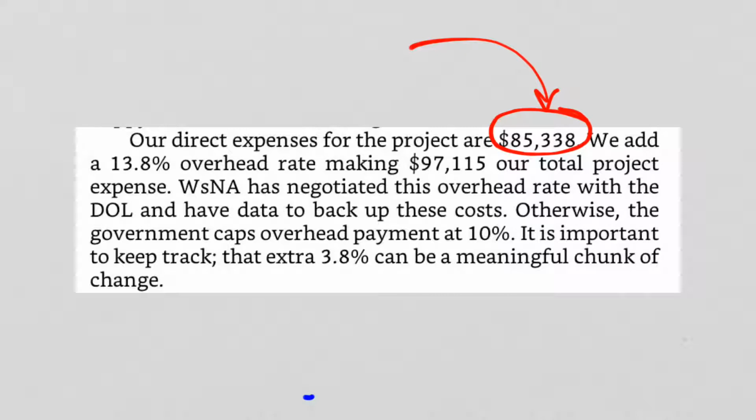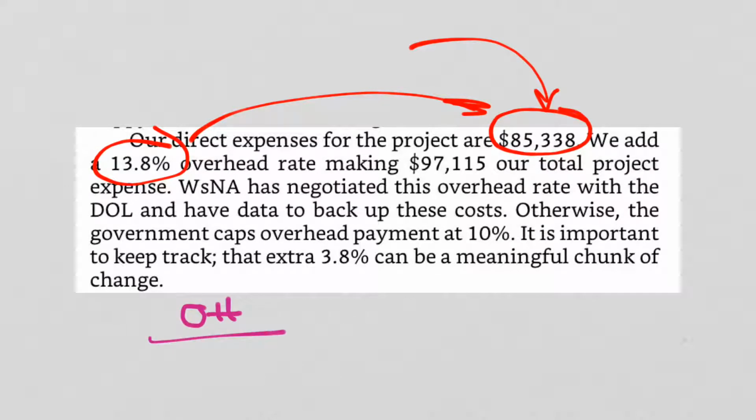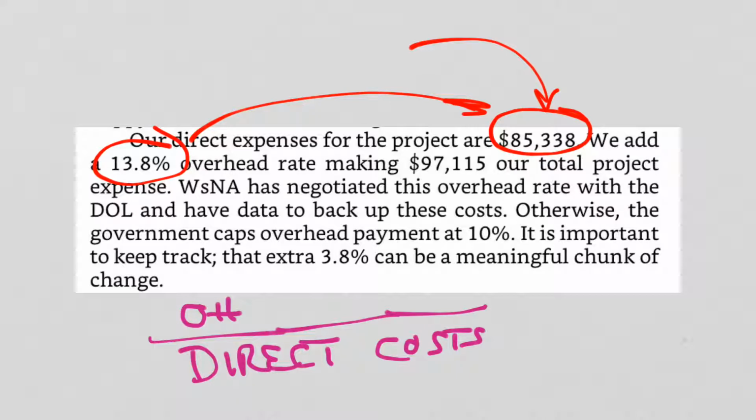We took, as part of the overhead, 13.8% times this amount. Now, why did we do that? In one class, we saw that we were figuring out an overhead rate. How did we figure that out? Well, we took our overhead and we divided it by our direct costs, and that gave us an overhead rate. And what that overhead rate does is it allows us to do the following. Let's just write it out for purposes of making it clear.